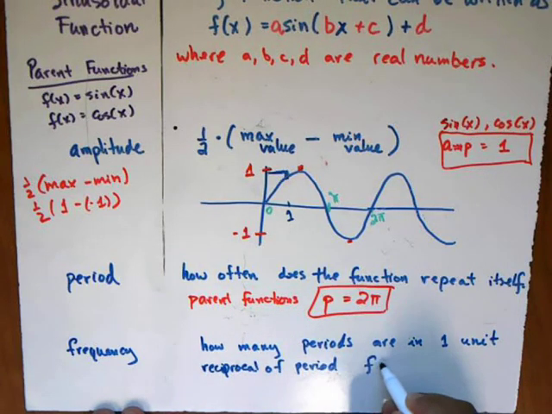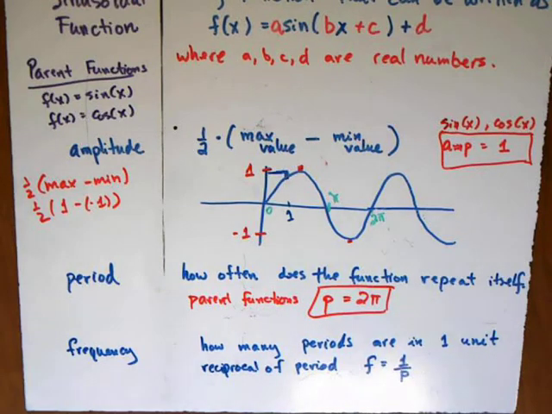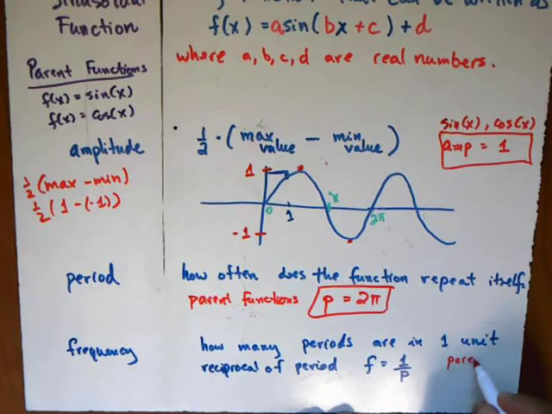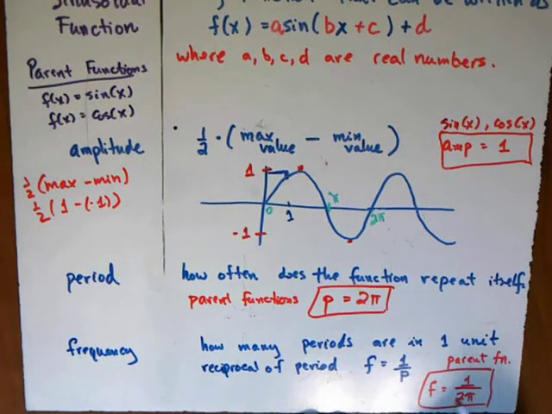So frequency is equal to 1 divided by p. And we can also state that for the parent functions, and again, parent functions are important because they help us to get all the other functions. The period is equal to 1 over 2 pi. I'm sorry, the frequency is equal to 1 over 2 pi. The period is 2 pi. Frequency is the reciprocal of that, so that's 1 over 2 pi.